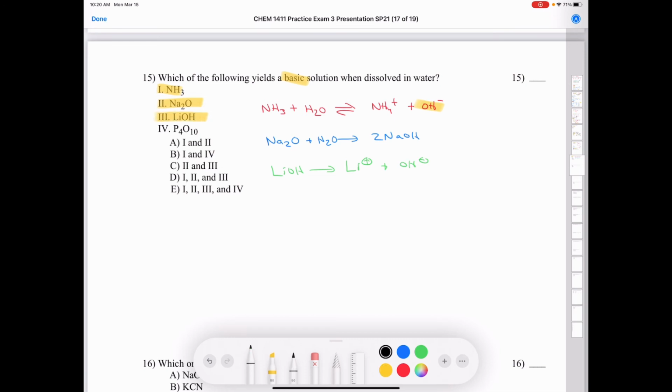But the next one, tetraphosphorus decoxide, is a non-metal oxide, right? Phosphorus is a non-metal. And when we take tetraphosphorus decoxide and we put it in water, we end up producing phosphoric acid. And so it produces an acidic solution. And so the answer is 1, 2, and 3. Ammonia, the sodium oxide, and the lithium hydroxide will all produce basic solutions when dissolved in water.